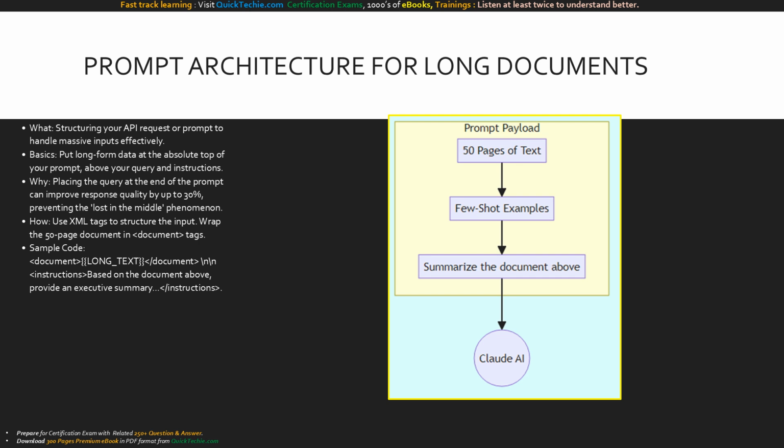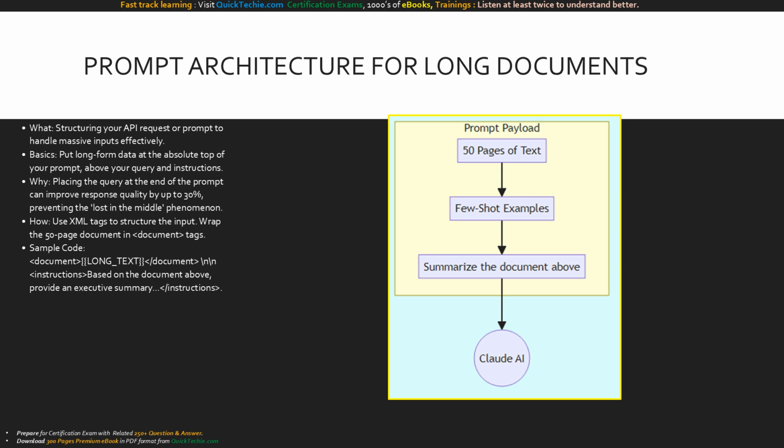This diagram illustrates the perfect prompt payload architecture for long documents. Notice the flow. The heavy payload, our 50 pages wrapped in document tags, sits at the very top. Below that, we optionally place our few-shot examples.